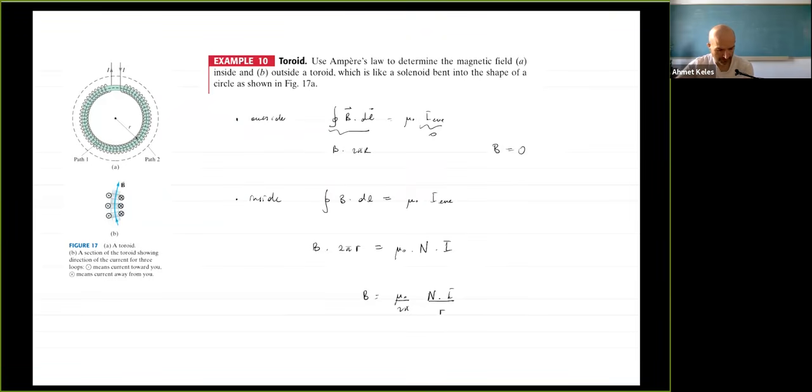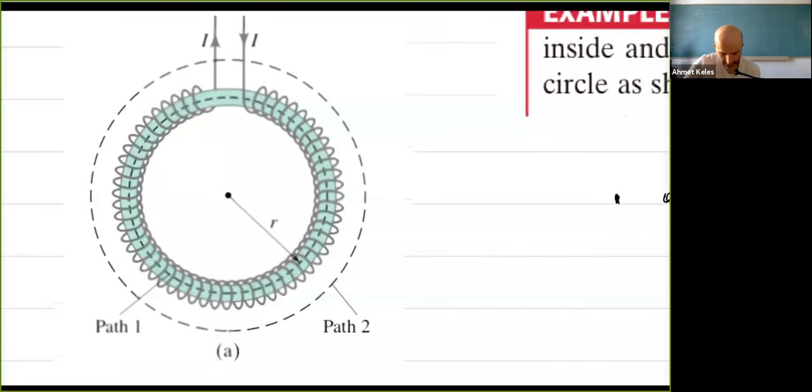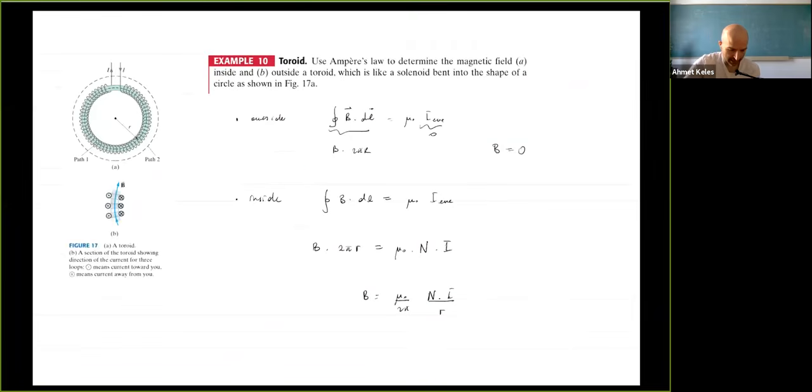And for direction, we should use the right-hand rule. So this guy is going like this, right? Like this. If I wrap my fingers, it's going to be like this. So the magnetic field is, okay, according to our point of view, it is going to be in the clockwise direction.